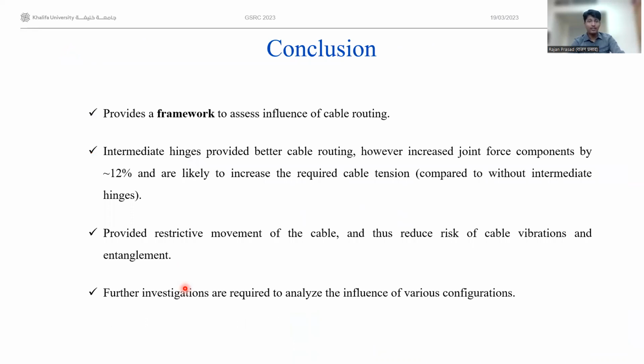In conclusion, we provided a framework to assess the different routings and their influence. By introducing the intermediate hinges, we are likely to increase the joint force induced on the user and the cable tension required to move the exoskeleton. However, such a design provided restricted movement of the cable and reduced the chance of cable entanglement and vibration. Further investigation with different configurations is required to give more insight into this design.